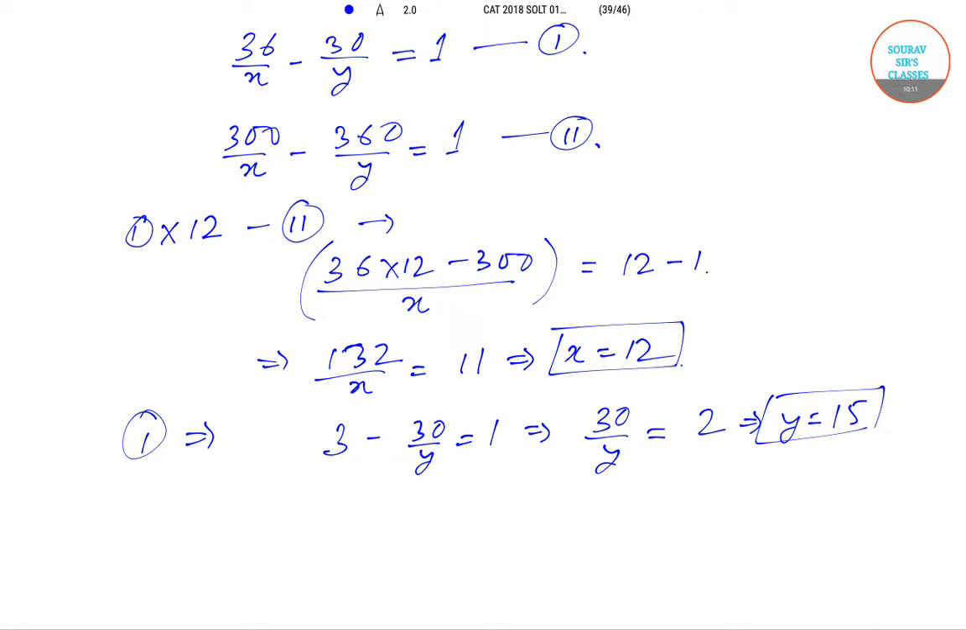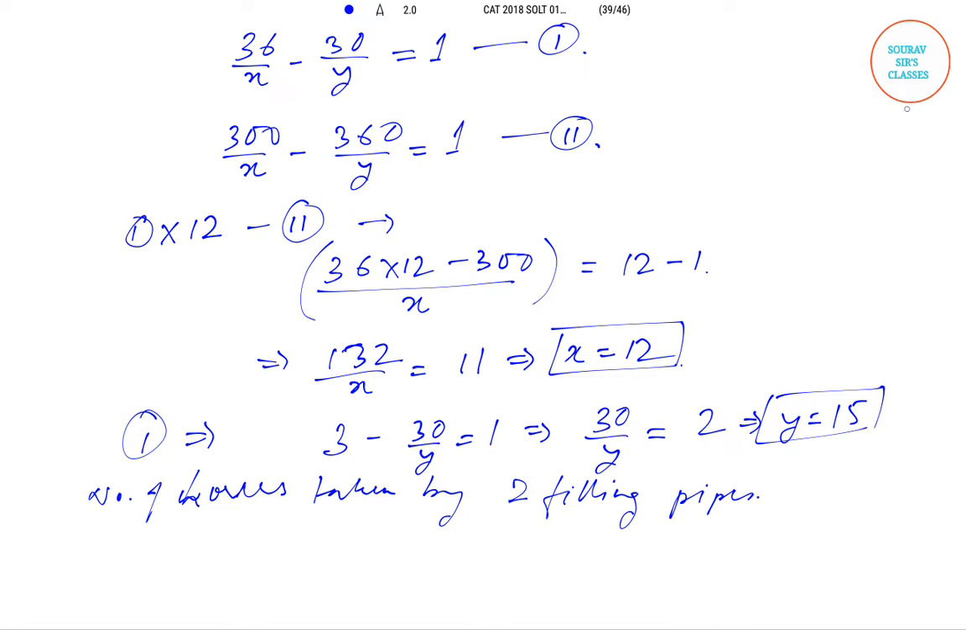Okay, now we are supposed to find out the number of hours taken by two filling pipes and one draining pipe.